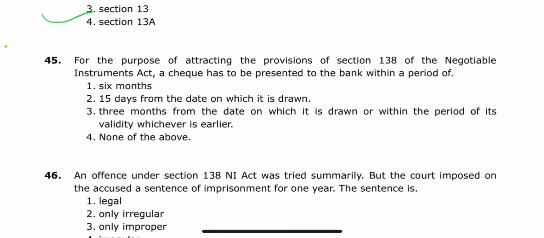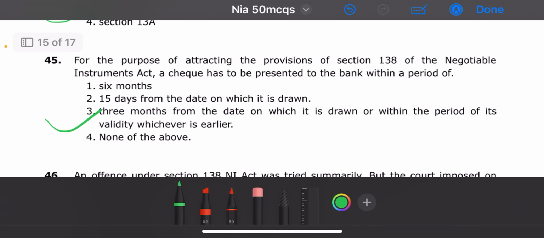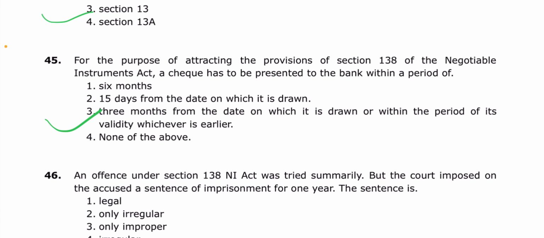Next question. For the purpose of attracting the provisions of Section 138 of the Negotiable Instruments Act, a check has to be presented to the bank within a period of. The options are first, 6 months, second, 15 days from the date on which it is drawn, third, 3 months from the date on which it is drawn or within the period of its validity, whichever is earlier, or fourth, none of the above. Correct answer is third, 3 months from the date on which it is drawn or within the period of its validity, whichever is earlier.